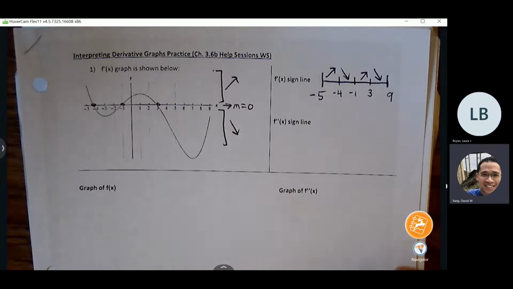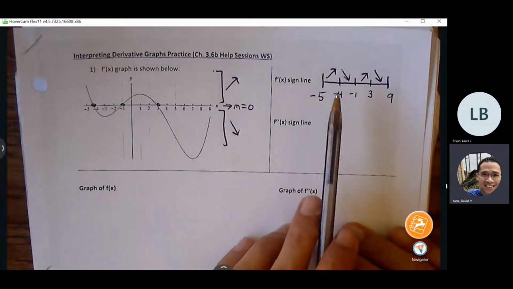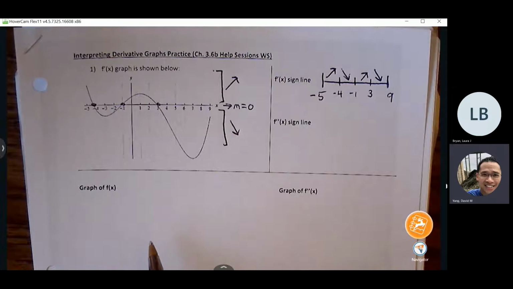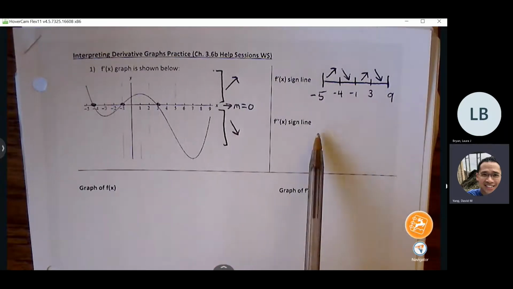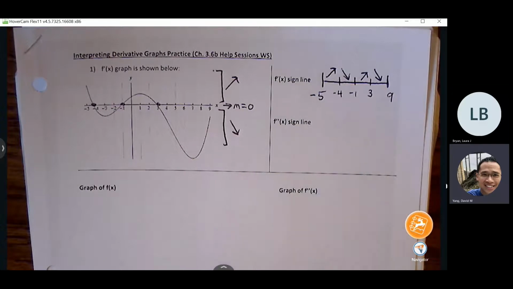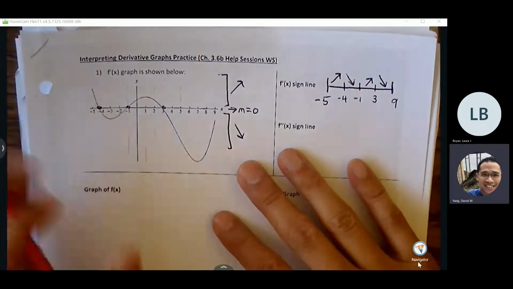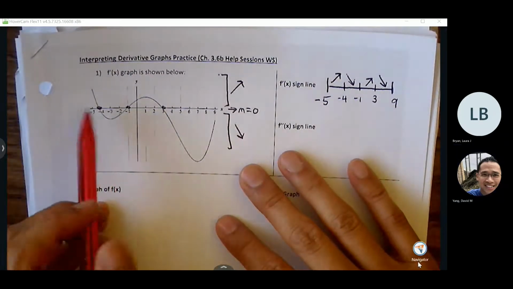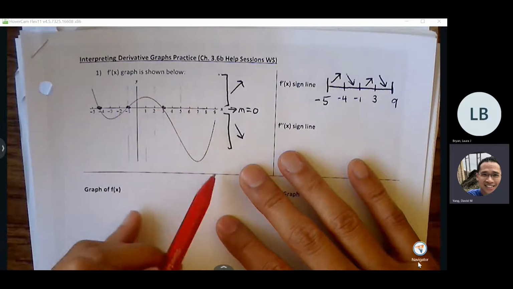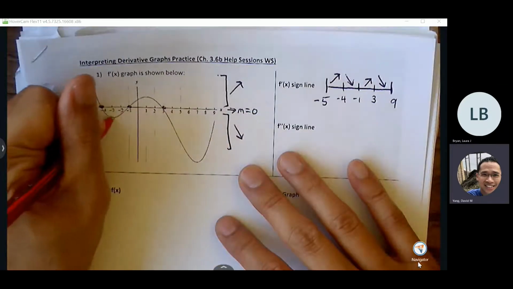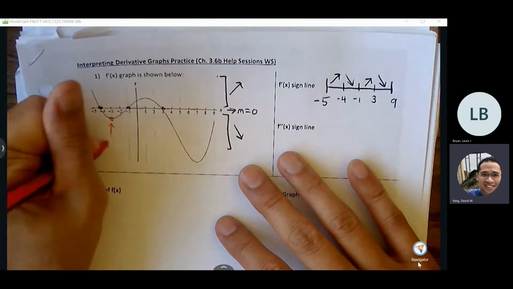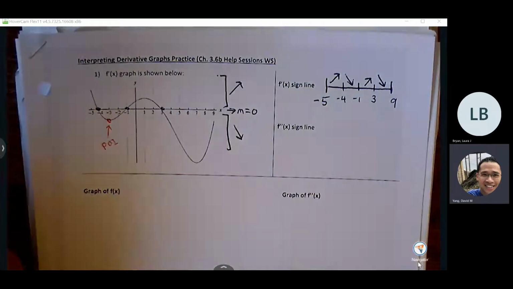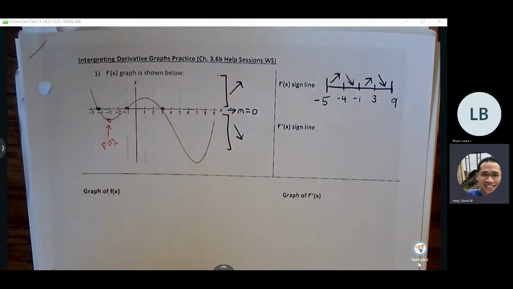Okay, so that's our f prime sign line. We'll sketch the graph in a moment, but let's create the second derivative sign line. Okay, so where do we look to find our second derivative sign line? Yeah, now we're looking at the peaks and valleys. This is not normally where points of inflection are located on the original graph, but this is where it's located on the f prime graph.